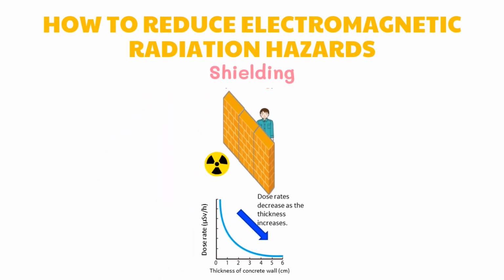To shield yourself from a radiation source, you need to put something between you and the radiation source. The most effective shielding will depend on what kind of radiation the source is emitting. Some radionuclides emit more than one kind of radiation.